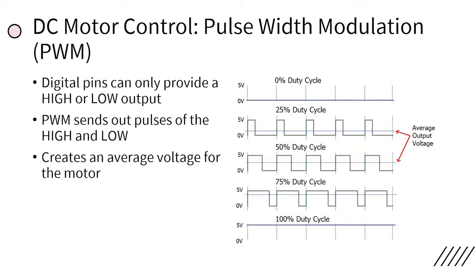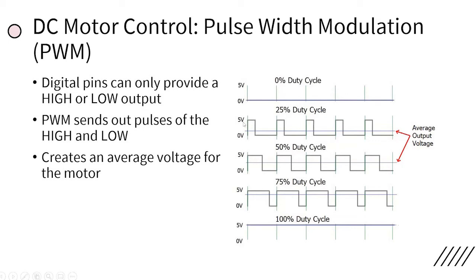With pulse width modulation, we're essentially turning that pin off and on very quickly. So it's going from high to low in a very quick state. But because it's happening so quickly, the motor and the driver don't interpret it as this sort of step function like you see here. It's interpreted as an average voltage. So we represent that using what's known as a duty cycle.